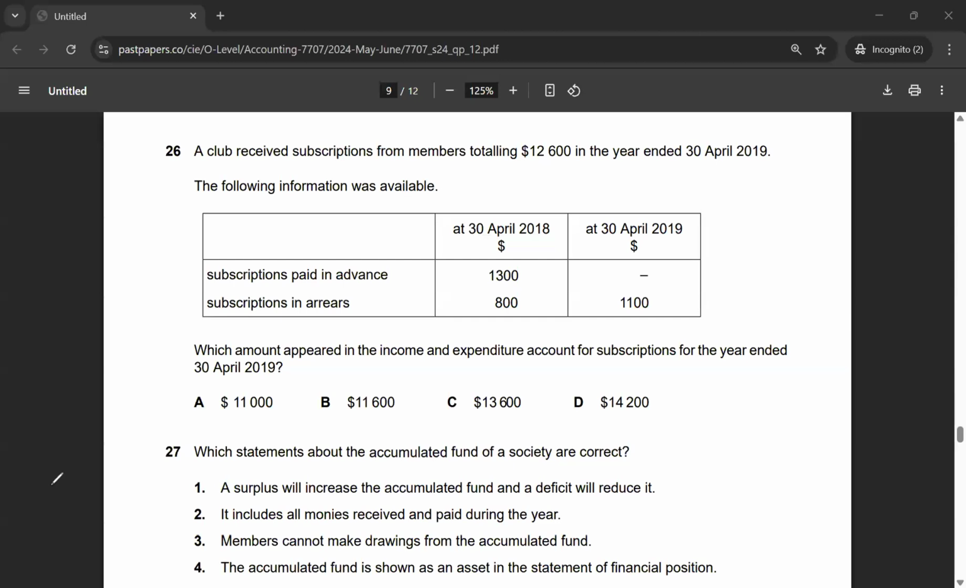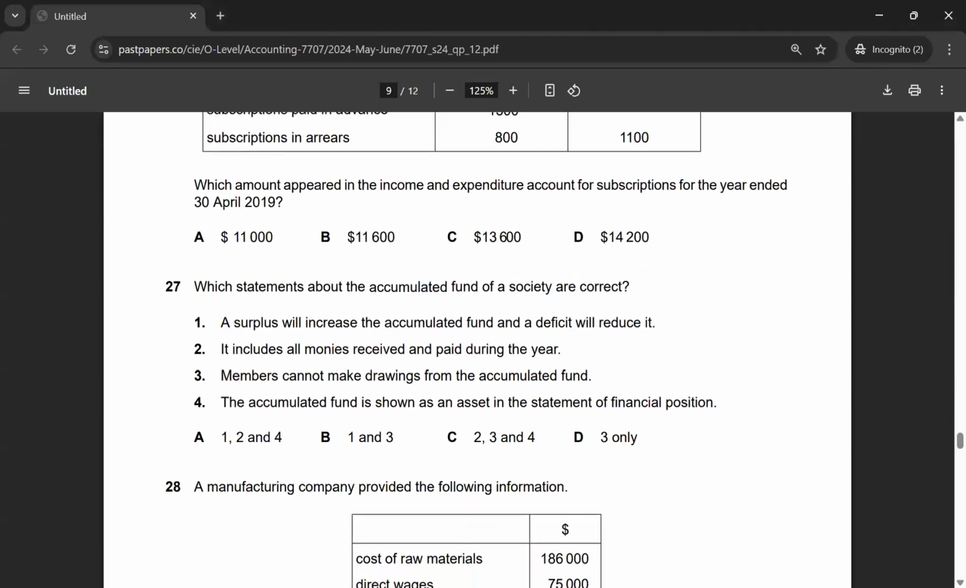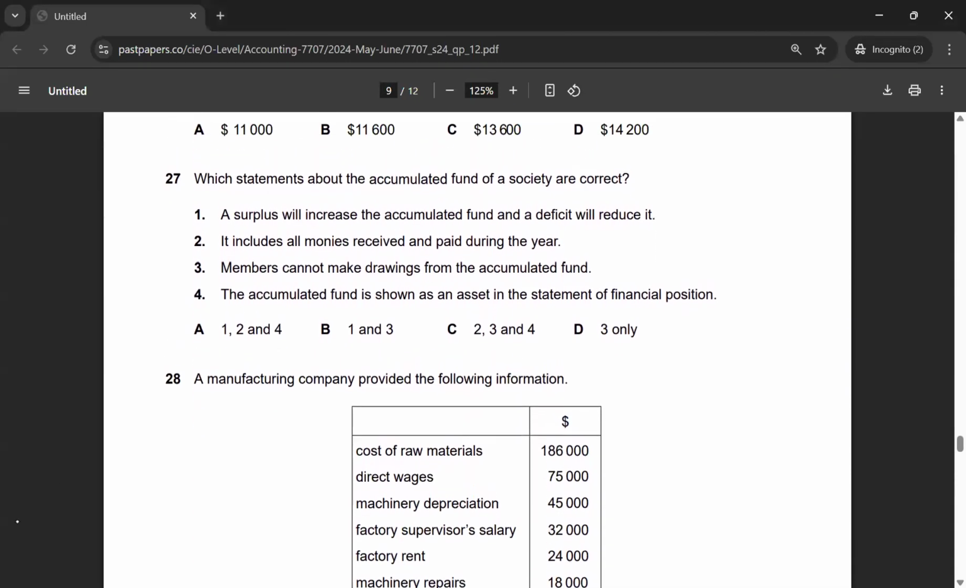Let's look at multiple choice 27. That's about statements. I cannot fit 27 and 28 in one screen, so we will do 27 first and then move to 28. Which statements about the accumulated fund of a society are correct? A surplus will increase the accumulated fund and a deficit will reduce it. That's correct. It includes all monies received and paid during the year. No, we need to do some adjustments that we have just seen in multiple choice 26.